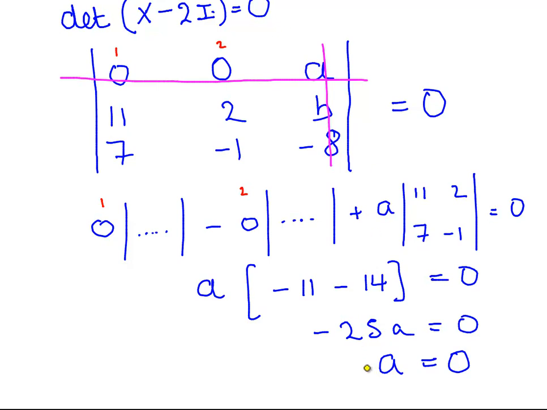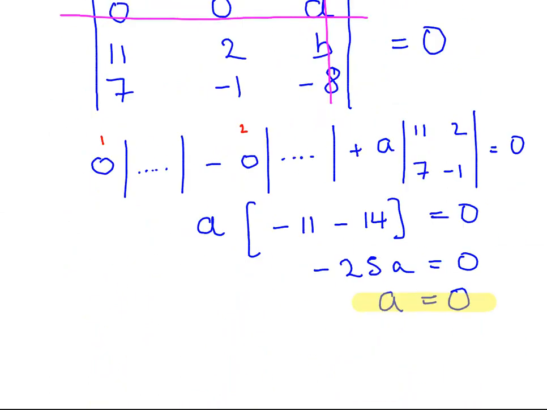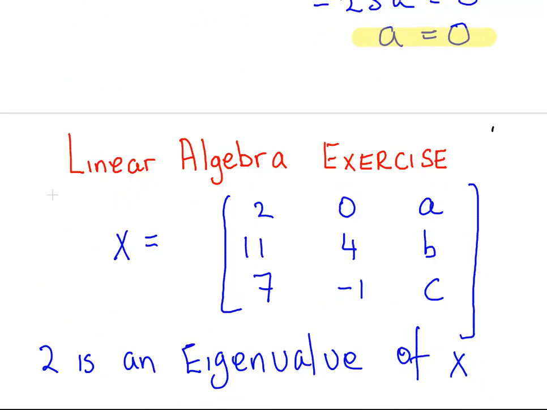So we have A now. A is equal to 0. We also knew C earlier on. Let's go back here. Do you remember this one up here? 2b minus 39a equals 42. Well, if a is 0, that means just 2b equals 42, and that means b is 21. So we've got all three of our values now. Let's write it down here: A equals 0, b equals 21, and c equals minus 6. And that's the job done.